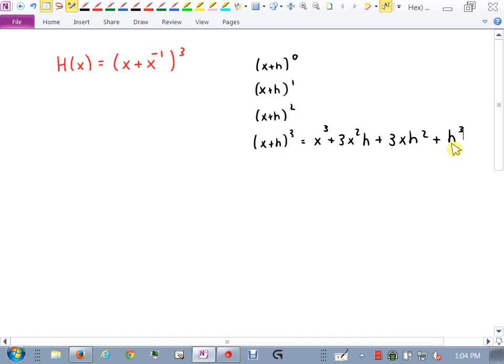Okay, so let me try that. I'm going to rewrite this. I'm not taking the derivative yet. H of x equals x cubed plus 3x squared h, but we said h was x to the negative 1, plus 3xh squared, which would be x to the negative 1, but then squared, right? Are you following what I'm doing here? Or are you all completely lost? Yeah.